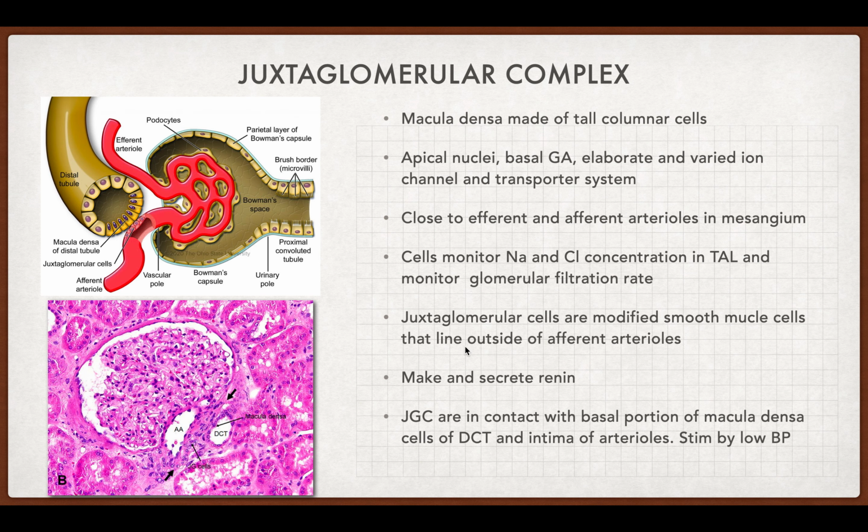The juxtaglomerular cells are going to be modified smooth muscle cells, and they line just on the outside of the afferent arterioles. And those will secrete and make renin. They are going to be in contact with the basal portion of the macula densa and the intima of the arterioles. Those are going to be stimulated by low blood pressure, and the low pressure is going to cause the cells to constrict in order to raise the blood pressure.